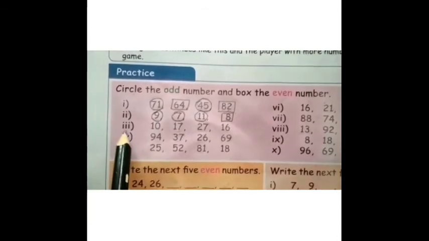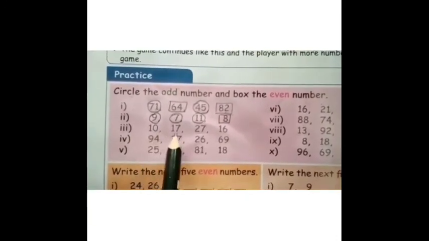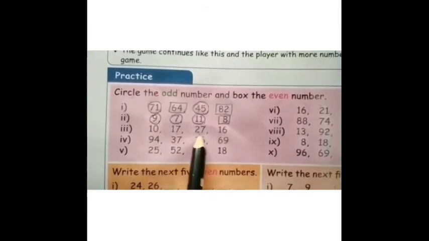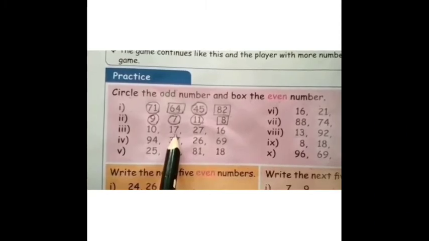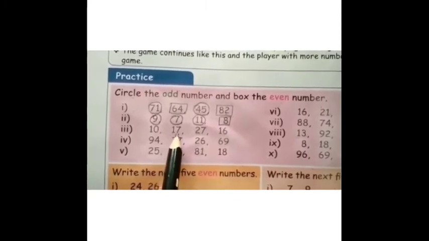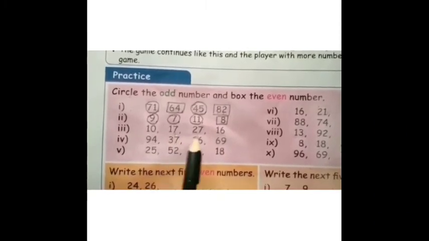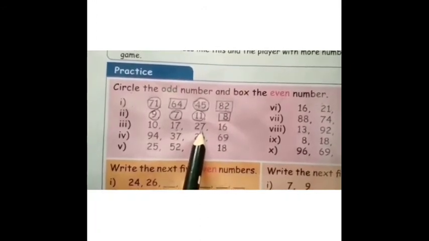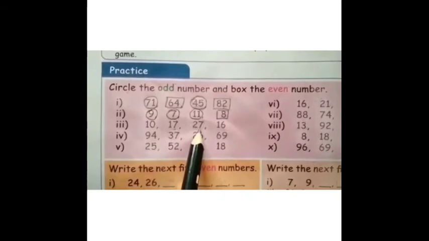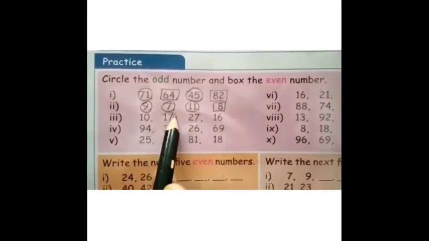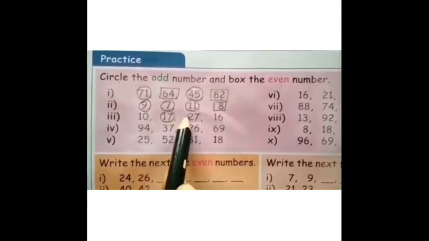Let us see the third one. 10, 17, 27, 16. 7 is an odd number. So 17 is an odd number. 7 is an odd number. So 27 is an odd number. So circle 17 and 27.